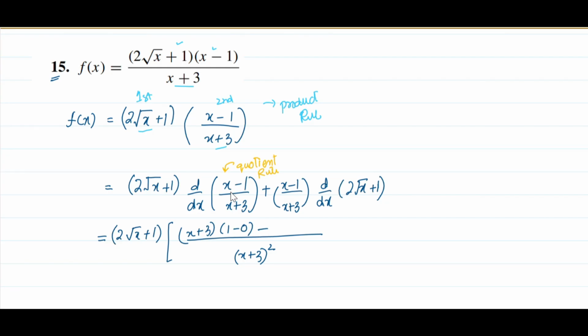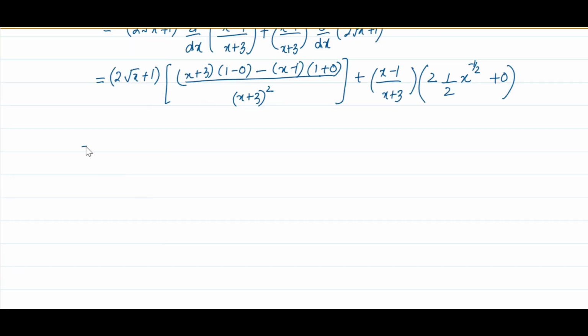The numerator function as it is, x minus 1, and the derivative of x plus 3, which will be 1 plus 0, and plus the second function x minus 1 over x plus 3 as it is, and the derivative of this inside function: 2 is a constant as it is, and the derivative of square root of x will be 1 over 2 with negative power, which will be negative 1 by 2, and the derivative of 1 is constant, which is 0. Now it's time to simplify.